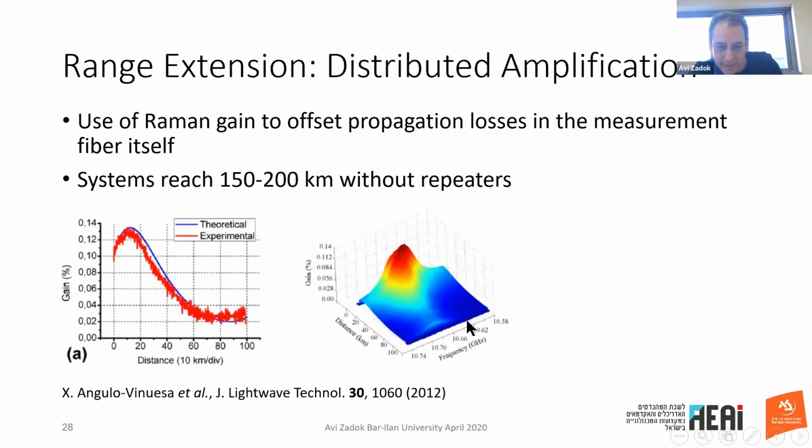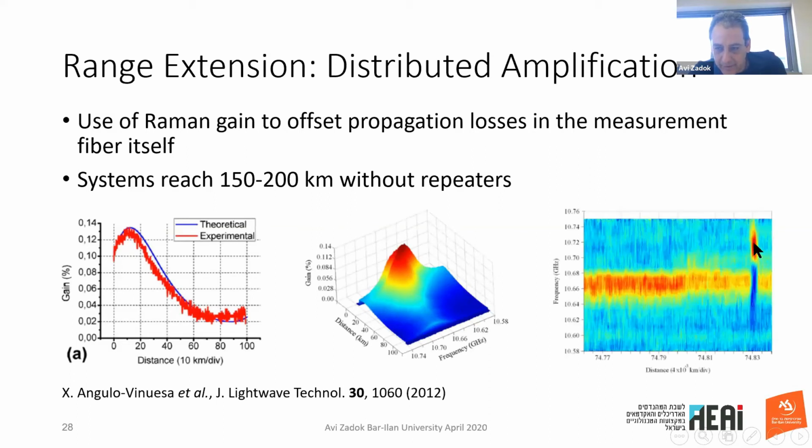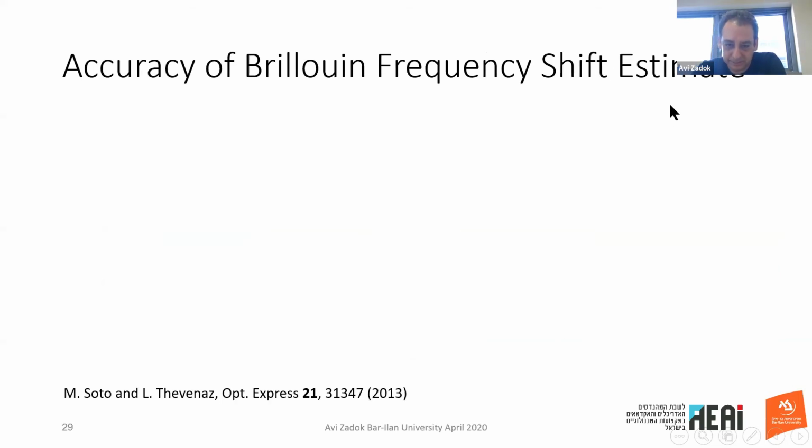So using Raman gain, Miguel and his team could measure these Brillouin maps like I showed you before, position, frequency, gain, of well over 100 kilometers, and also resolve very narrow features here. This is about 75 kilometers from the input end, and this measures maybe on the meter scale, and you can still see it. So range is being pushed towards 100, 200, maybe even more kilometers.